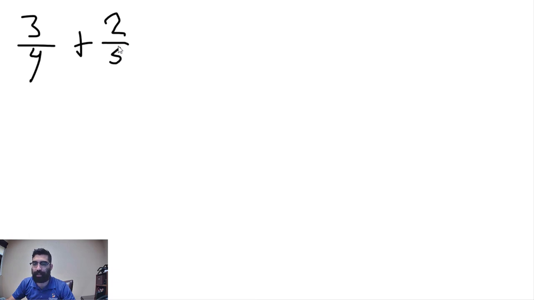The simplest way to solve this problem would be to multiply each side by the opposite denominator. For example, we would multiply 3 over 4 by 5 over 5, and we'd multiply 2 over 5 by 4 over 4.